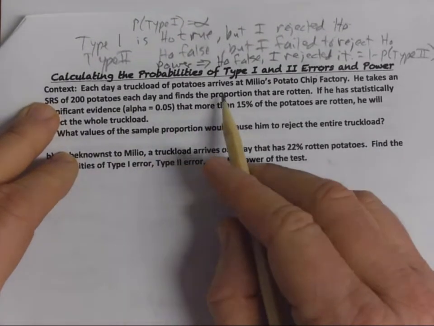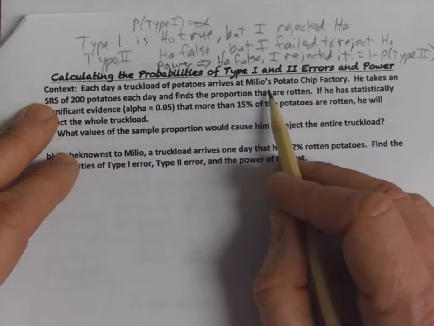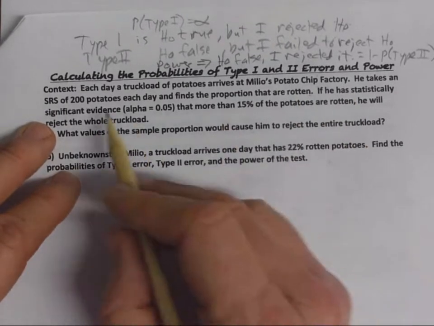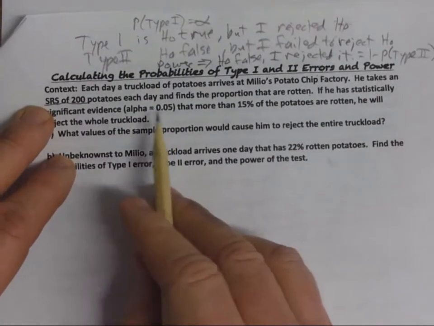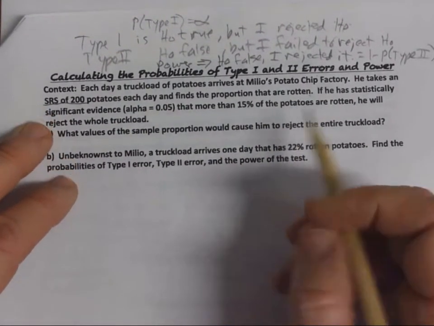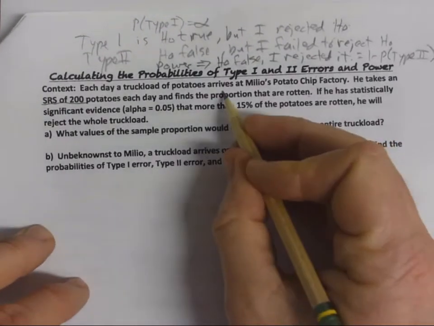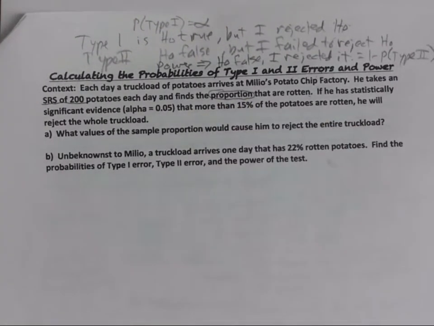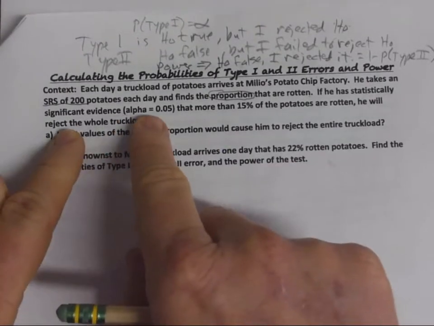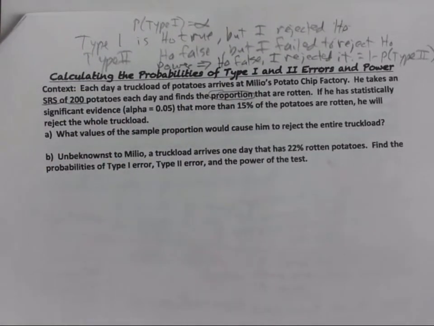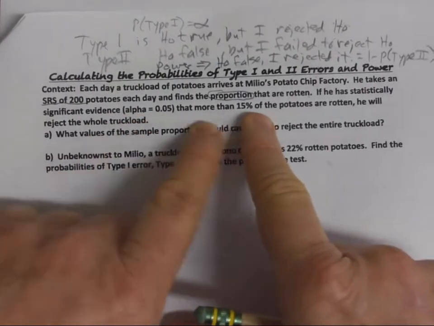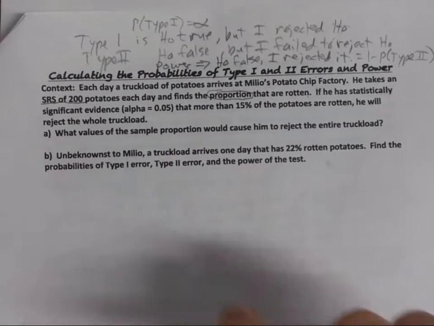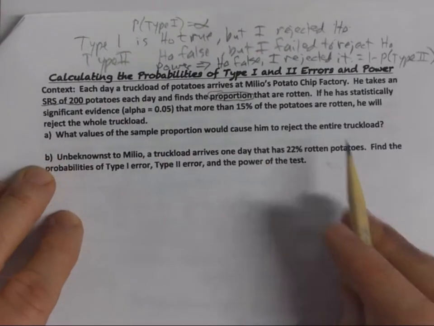It says each day a truckload of potatoes arrives at Milio's potato chip factory. He takes an SRS of 200. Good, that takes care of our bias there. And finds the proportion that are rotten. So he is interested in the proportion that are rotten. So we know that's section 9.2. It's a proportion. If he has statistically significant evidence, with alpha equal to 0.05, we can go ahead and say the probability of type 1 error is 0.05. If we know that, we're going to get that problem right. If he has statistically significant evidence that more than 15% are rotten, he'll reject the whole truckload. What values of the sample proportion would cause you to reject the truckload?